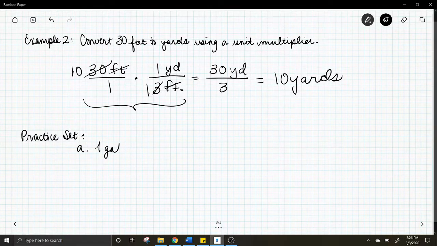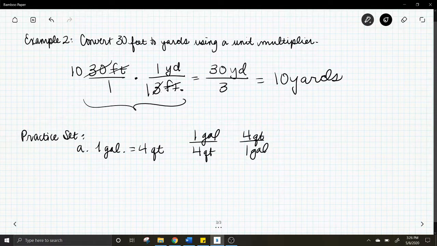So it says 1 gallon equals 4 quarts. So your unit multipliers are going to be 1 gallon over 4 quarts and 4 quarts over 1 gallon. Those are 2 different unit multipliers you would use in different situations. So let's look at letter B, because that asks us to choose which one. It says, which unit multiplier from problem A would you use to convert 12 gallons to quarts? Which one would we use?